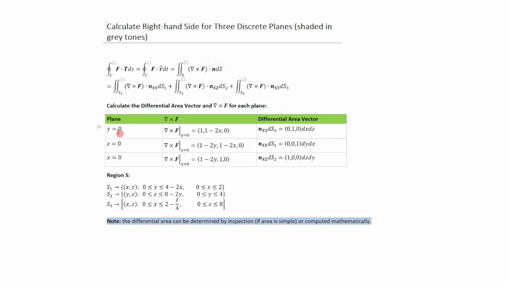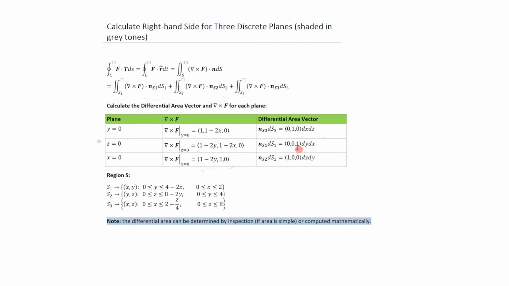For the y equals 0 plane, we take the curl of F and set y equal to 0. This is the curl of F that we're going to use as the integrand. For z equals 0, we set z equal to 0 in the curl of F. This is the expression we use for the integrand. And for the case x equals 0, we set x equals 0 in the curl of F, and this is the expression we use for the integrand. Similarly, for y equals 0, this is the differential area. This differential area is pointing in the y direction, which is the correct direction according to the diagram we showed earlier, dx dz.